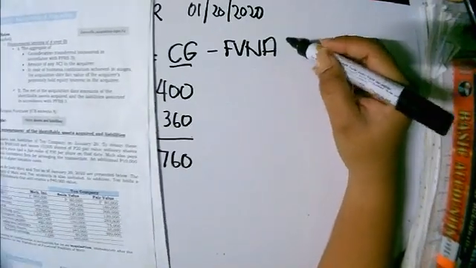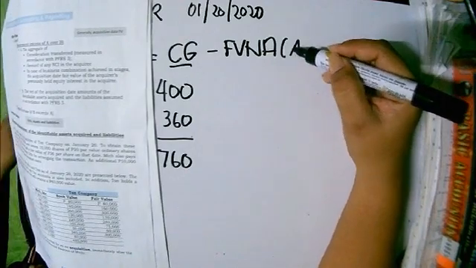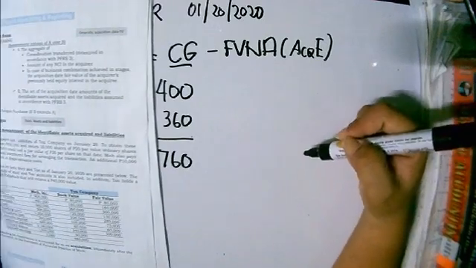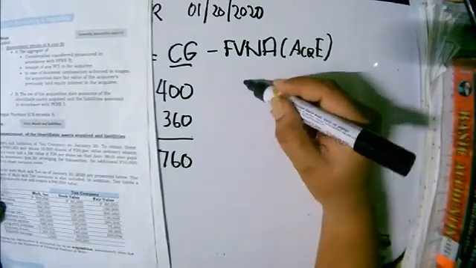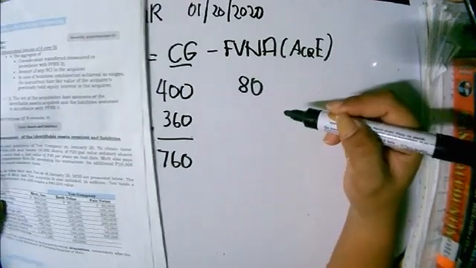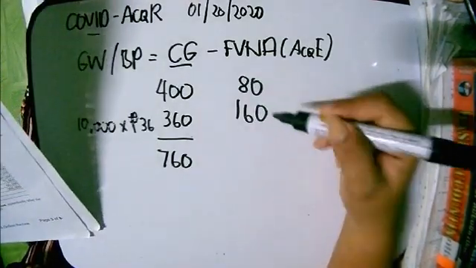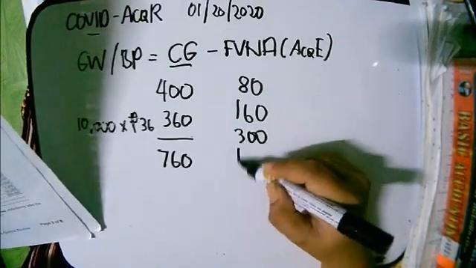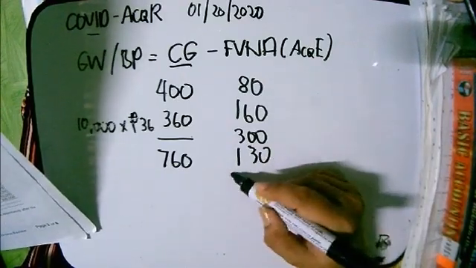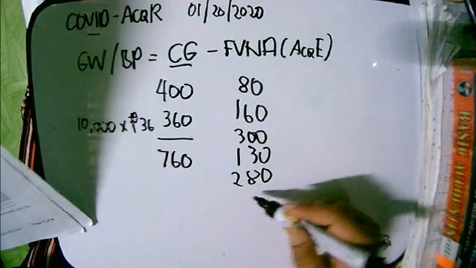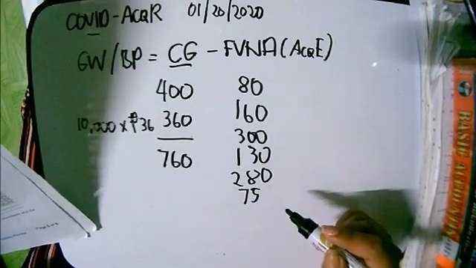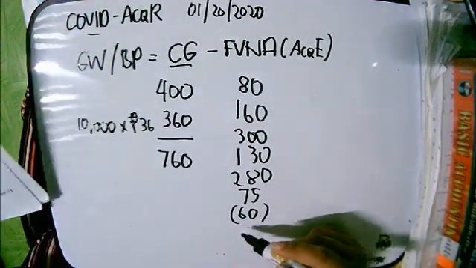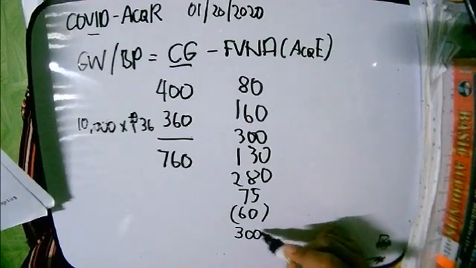So, fair value of net assets, ito yung net assets ni acquiree. So, fair value of assets ni net acquiree, meron siyang cash na 80, meron siyang 160 na receivables, meron din siyang inventory of 300, land 130, buildings of 280, equipment 75, accounts payable. Since accounts payable, ibabawas natin. And si long-term liabilities of 300,000.